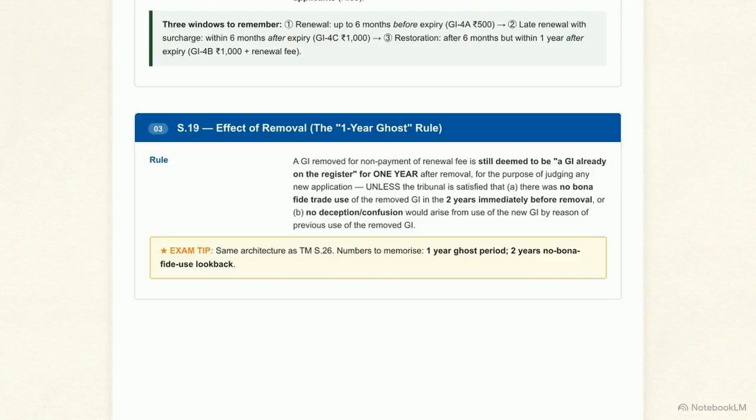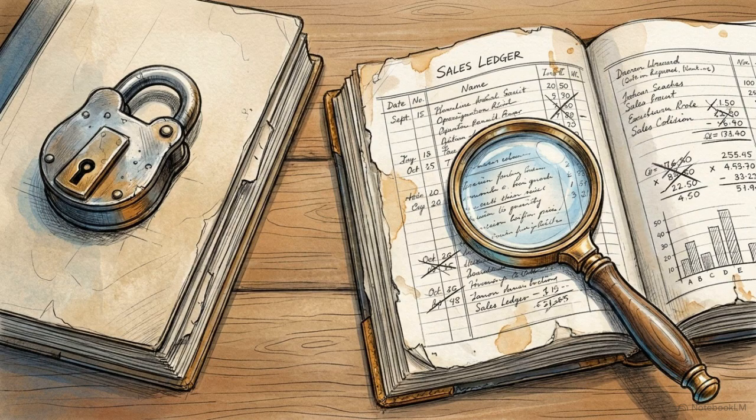Section 19 establishes the ghost rule. A removed GI remains on the register for 1 year to block new applications. The tribunal ignores this if there was no bona fide trade use in the 2 years before removal, or if no confusion is likely. Memorize these 2 parameters: the 1-year ghost period and the 2-year bona fide use lookback.